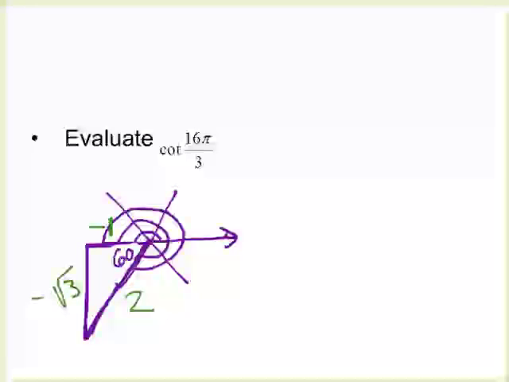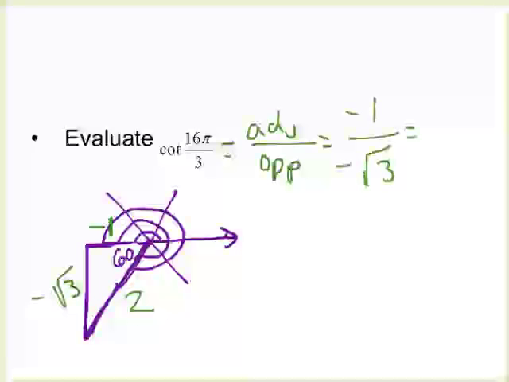We don't have a SOHCAHTOA for cotangent. Cotangent is the reciprocal of tangent, which is opposite over adjacent. So flip that over and we get adjacent over opposite. What is adjacent to our reference angle? Negative 1. What's opposite? Negative square root of 3. Negative over negative. We can cancel the double negative and get 1 over square root of 3, but leave your square root on the bottom.